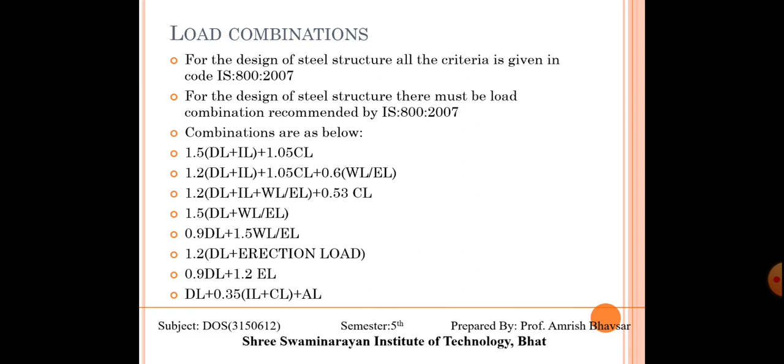First, 1.5 dead load plus live load plus 1.05 crane load. In steel structures, there are warehouses or else factories. So there should be a crane for the lifting of the materials. So we must take that crane load into consideration in the combination.